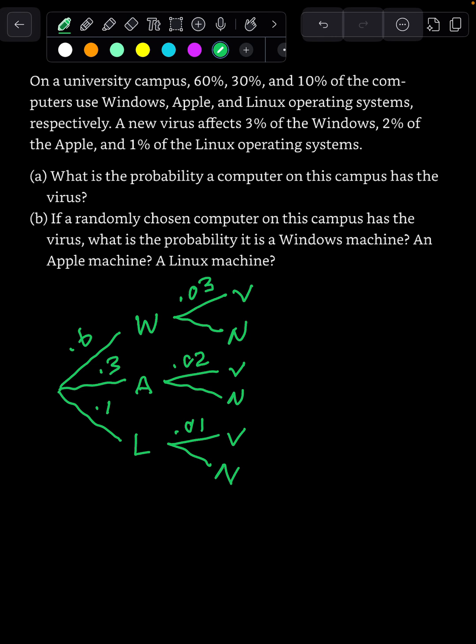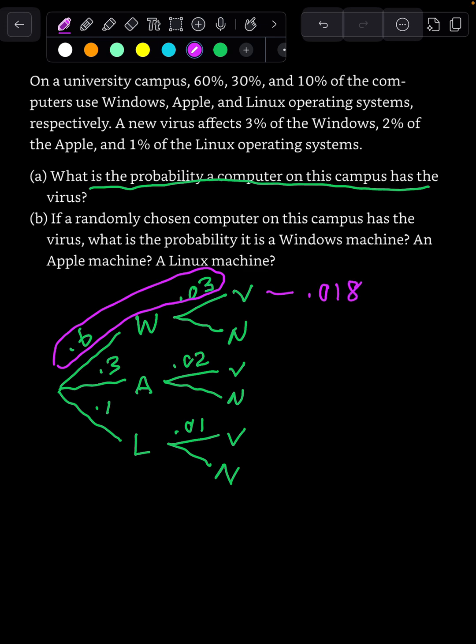And so we want to first find the probability that a computer on this campus has the virus. So what we're going to do is multiply along these branches. The probability that it's a Windows device and has the virus is 0.018, and the probability that it is an Apple machine and has the virus is 0.006, and the probability that it's a Linux machine and has the virus is 0.001.